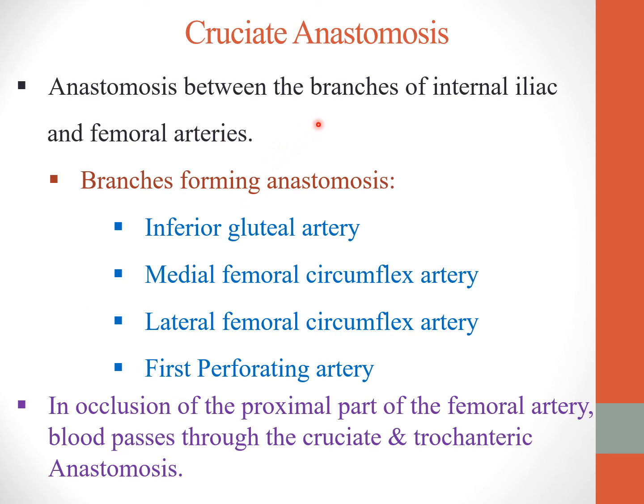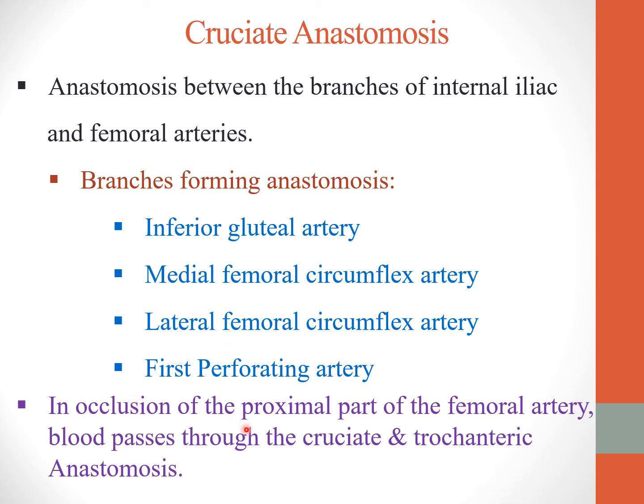The other anastomosis which is taking place over here is cruciate anastomosis. This is known as cruciate because the arteries are crossing each other like an X. That's why it is known as cruciate anastomosis. So this is an anastomosis between the branches of the internal iliac and femoral also. But here the inferior gluteal is anastomosing with the medial and lateral circumflex as well as the first perforating. So one artery we have for the internal iliac and three for the femoral.